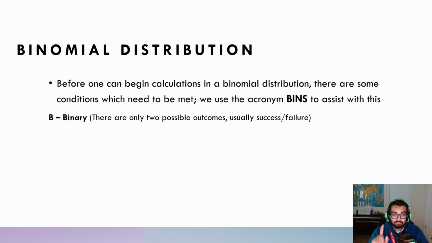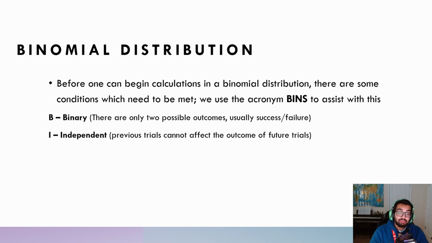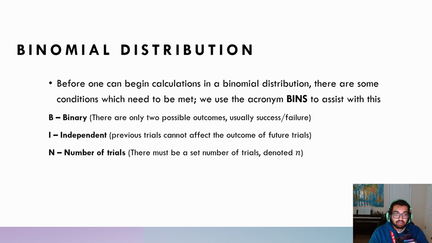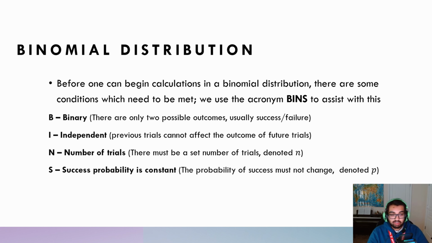So B means binary, which means there are only two possible outcomes that you're looking at, which are most usually labeled success and failure. I means independent, which means that your previous trials won't affect the outcome of your future trials. The N means number of trials, which means there must be a set number of trials that you're looking at, like 20 trials, 30 trials, whatever. Either way, you stop after a fixed number of tries. And S means success probability is constant, so the probability of success must not change. It is denoted P.